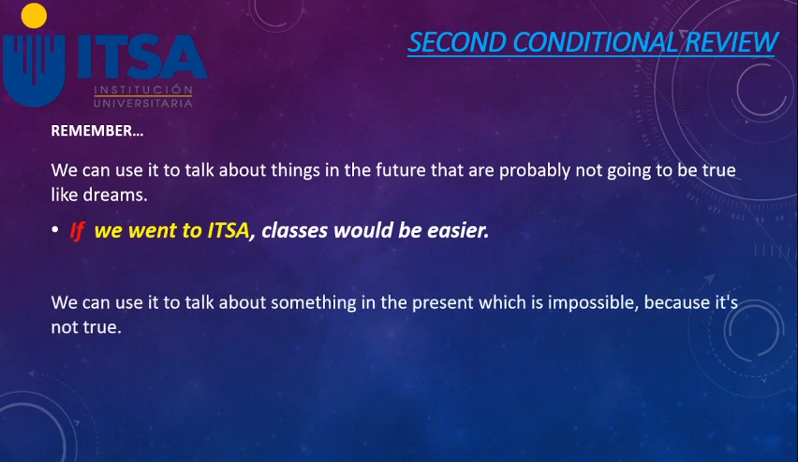Now, remember, we can use the second conditional to talk about something in the present which is impossible because it's not true. If I had her number, I would call her. I'm so sorry, I don't have her number, so I cannot call her.